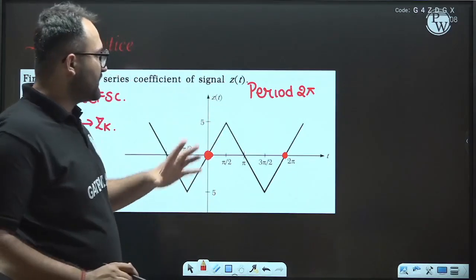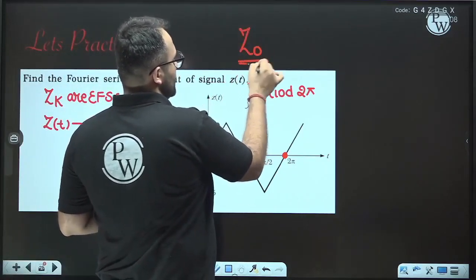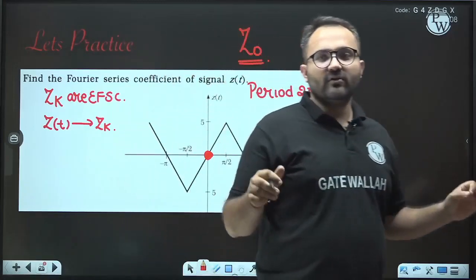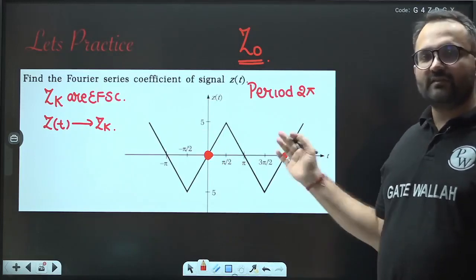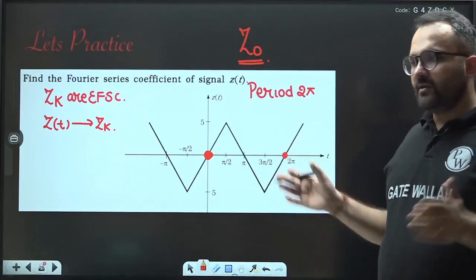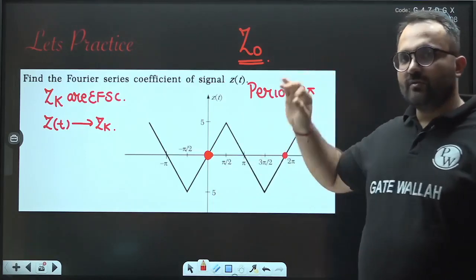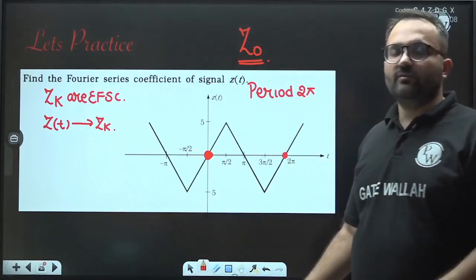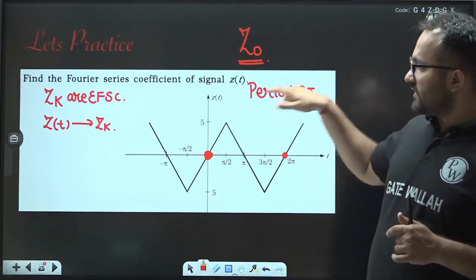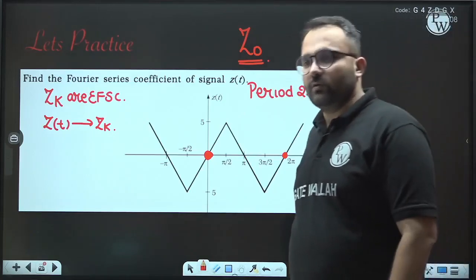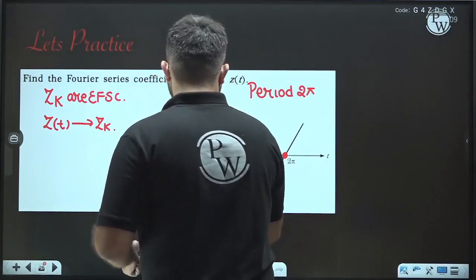This is the first point that I wanted to tell you: we are not worried about z0, because we can find z0 very easily from the signal itself. z0 is simply the area of the signal over a period divided by the time period. So we are worried about zk for k not equal to 0 only. So let us solve it.